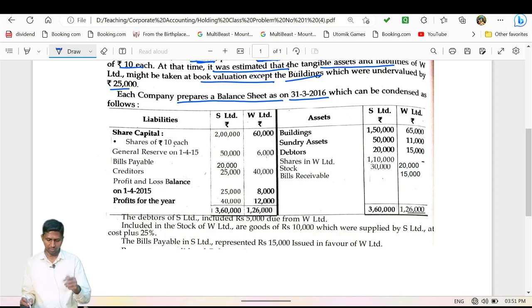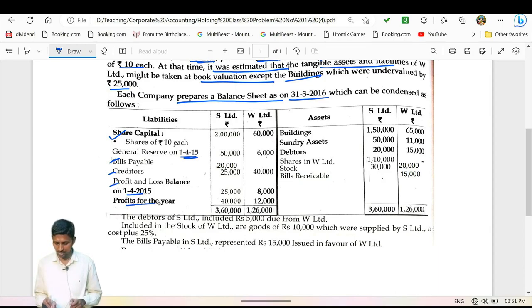Now in the balance sheet, you'll find share capital, general reserve on 1-4-15. That means opening general reserve is given, then bills payable given, creditors given, then profit and loss on 1-4 is given, and profit and loss for the year is also given. Correct, opening as well as for the year. Generally, in a regular balance sheet, you'll find only closing figures. Here, opening plus during the year's figures are given. Therefore, we will add opening plus during to get the closing, but we do not require closing in this solution, therefore no need to add.